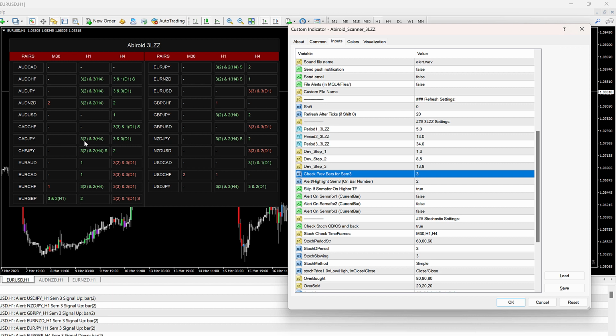Right here, it was 2 bars back. And there is a Semafor 3 on the current bar on the H4 time frame. So all of these will show you what the current scenario is. And if you get this Semafor 1, that will mean that Semafor 3 had not occurred within these past 3 bars. So if you keep this to a much higher value, like say 20, in that case, all of these will show you on which bar Semafor 3 had occurred.